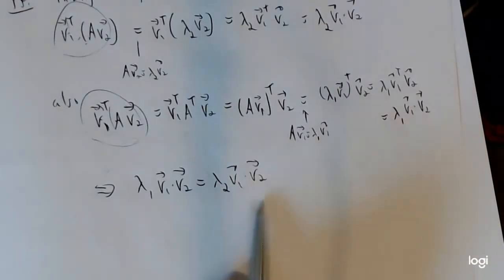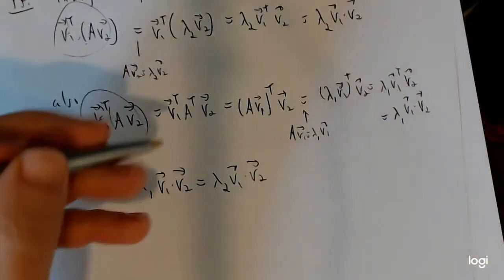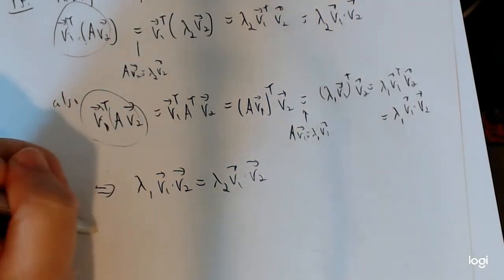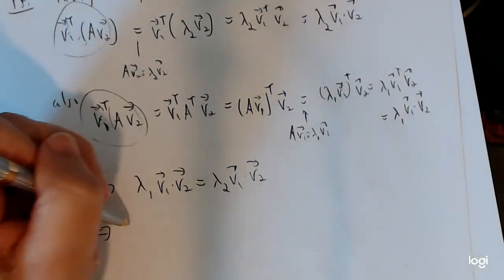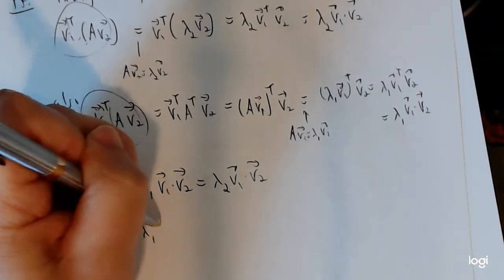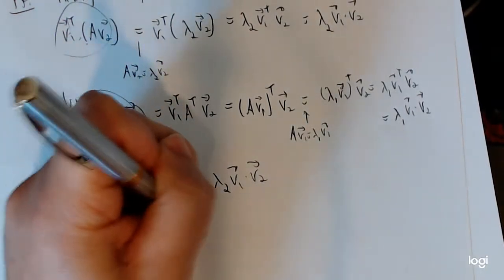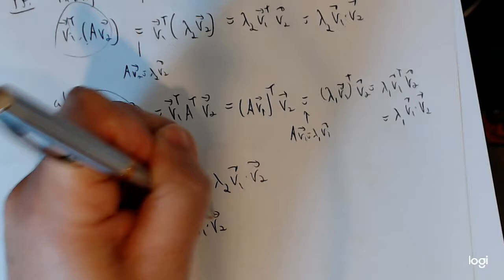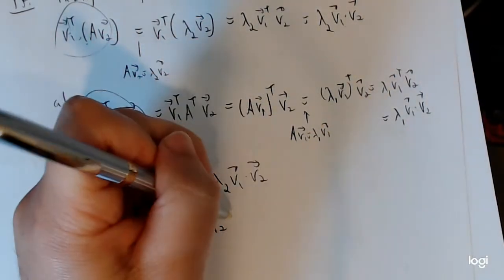And since these are all scalars, if I move this over to the other side, what does this imply? This implies we have lambda sub 1 minus lambda sub 2 times V sub 1 dotted with V sub 2, and this equals 0.